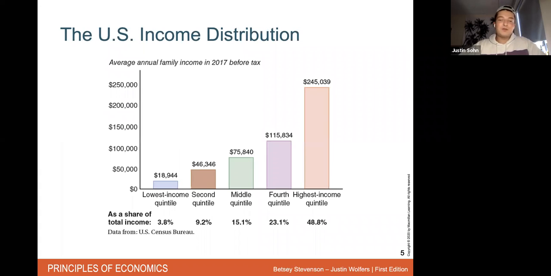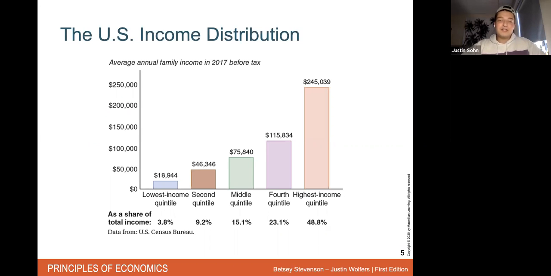So we're looking at quintiles, which means dividing all of the data into 5 groups. That bottom group has an average annual income of a little under $20,000 a year. And you can see that the highest quintile is making almost $250,000 a year. So there's a pretty big spread.